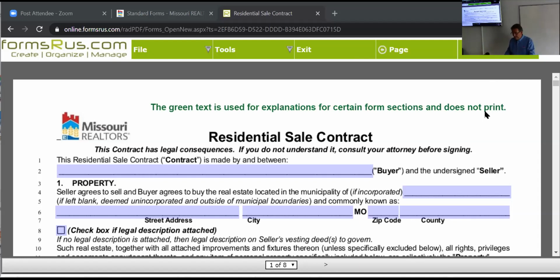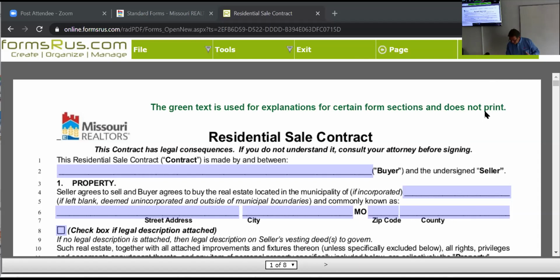All right, I apologize if anybody is actually watching. We're going to start this. We're talking about the residential sale contract today, and that will be primarily our focus. We won't get into any other addendums or anything that go with this. We'll just talk about the contract.